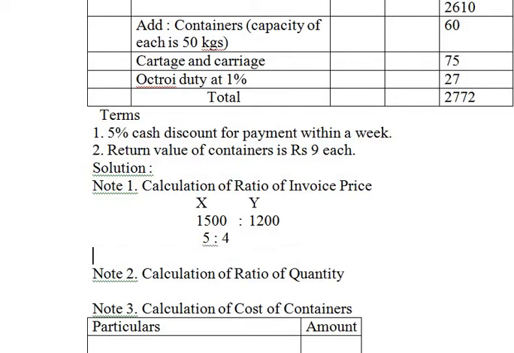Now which expenses can be distributed under this ratio? Trade discount is given, so trade discount, then octroi duty is given, octroi duty.